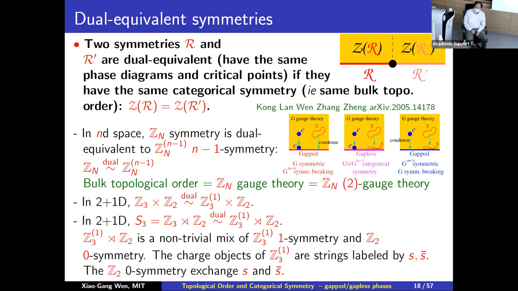And can you generalize this duality to any higher dimension? Yeah. This picture just generalizes, with the higher symmetry depending on the dimension of space. So the Zn symmetry is dual to a Zn one-form-like higher symmetry. This picture even works for non-abelian groups. For an abelian group, the dual symmetry is still a higher symmetry.